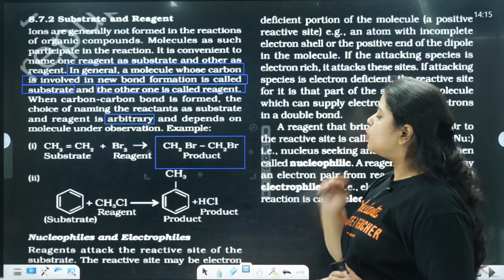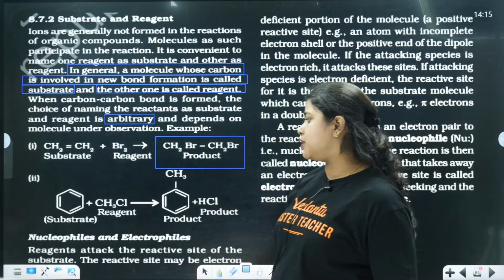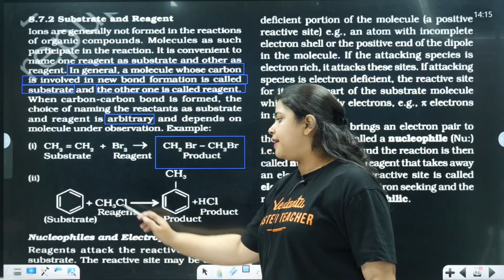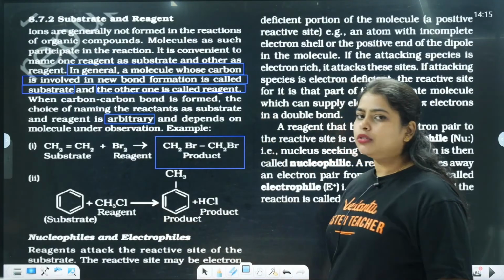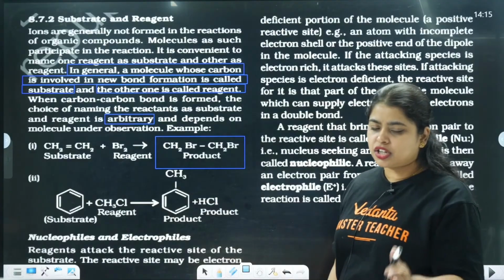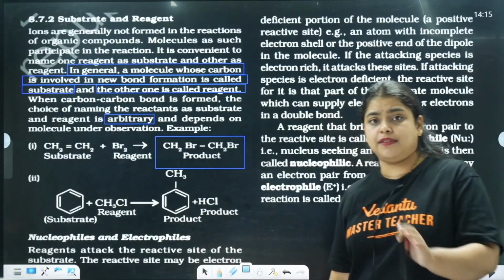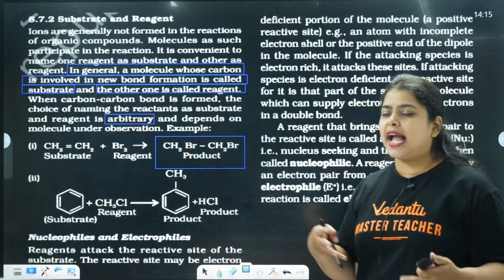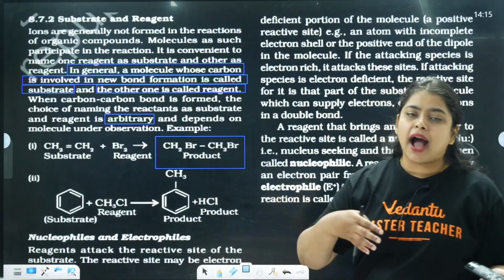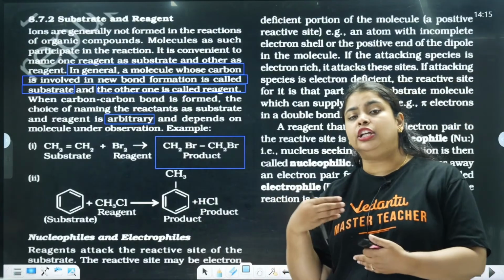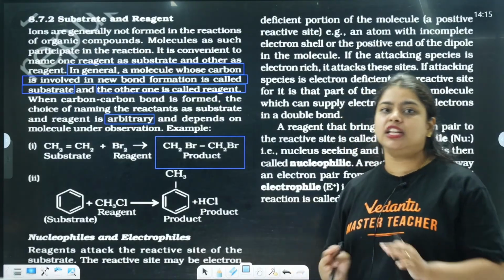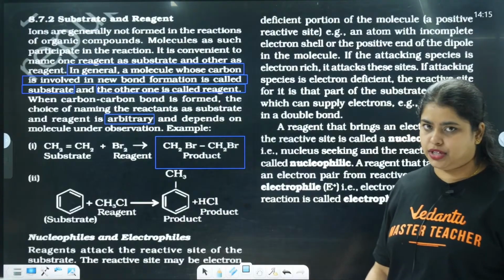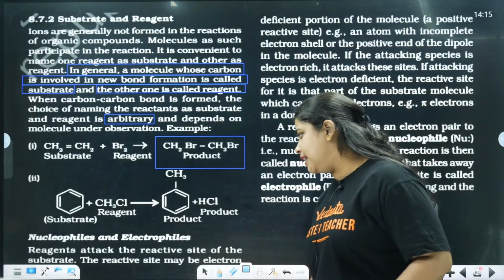Clear? Next, one more example they have given here. The substrate is going to act like benzene, the reagent is CH3Cl, and then the product is formed. Now this substrate and reagent identification is very, very important. It means you will have an idea of which one is actually forming a new bond, and the carbon involved in that new bond is actually called the substrate. Okay, next, nucleophiles and electrophiles.